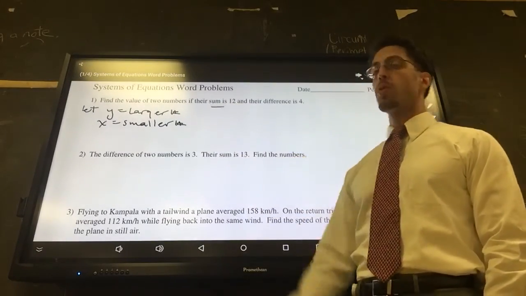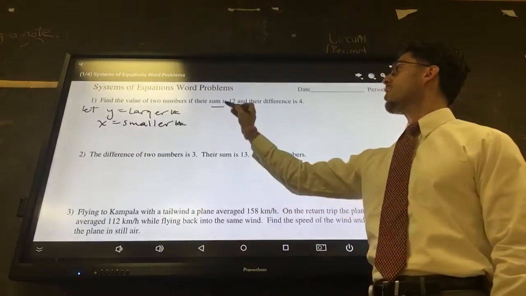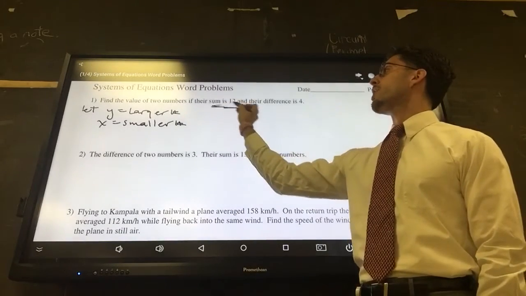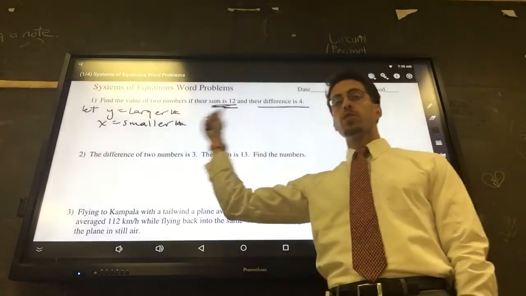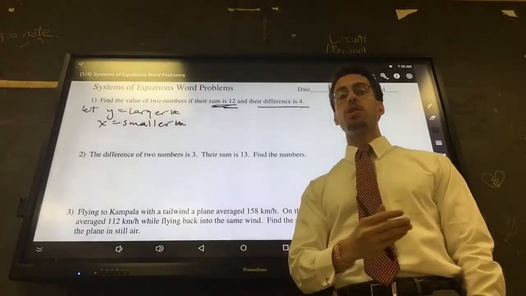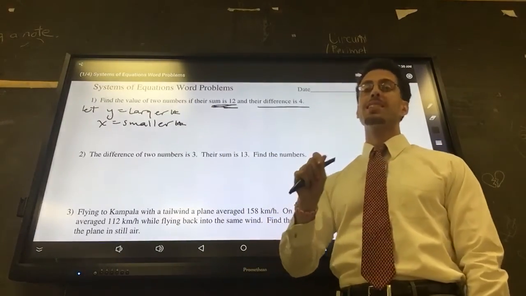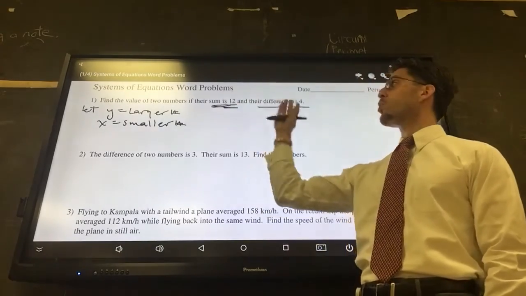The sum, that's important. I underline my keywords. The sum is 12. That's the whole thing right there that is important. And the difference is 4. So even though this looks like a small sentence, it's giving you a lot of information. It's saying I need two variables. It's saying I need two equations because there's two parts.